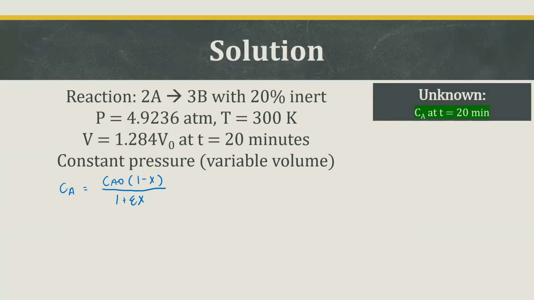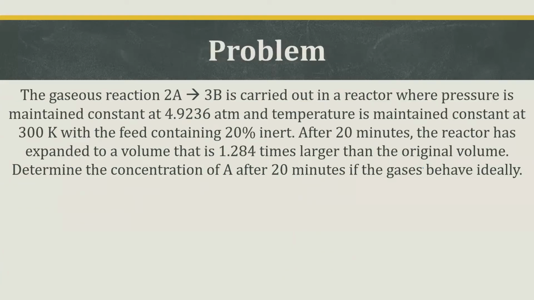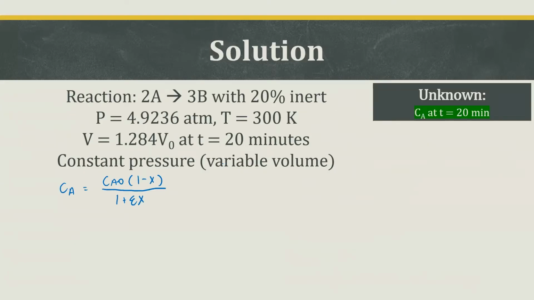Okay. We don't know CaO, we don't know x, and we don't know epsilon yet. So how are we going to proceed? We can derive these values from the given information. Let's start with CaO. We know that the gases behave ideally as stated here, so we can use the ideal gas equation, PV equals nRT. But how do we incorporate CaO here?